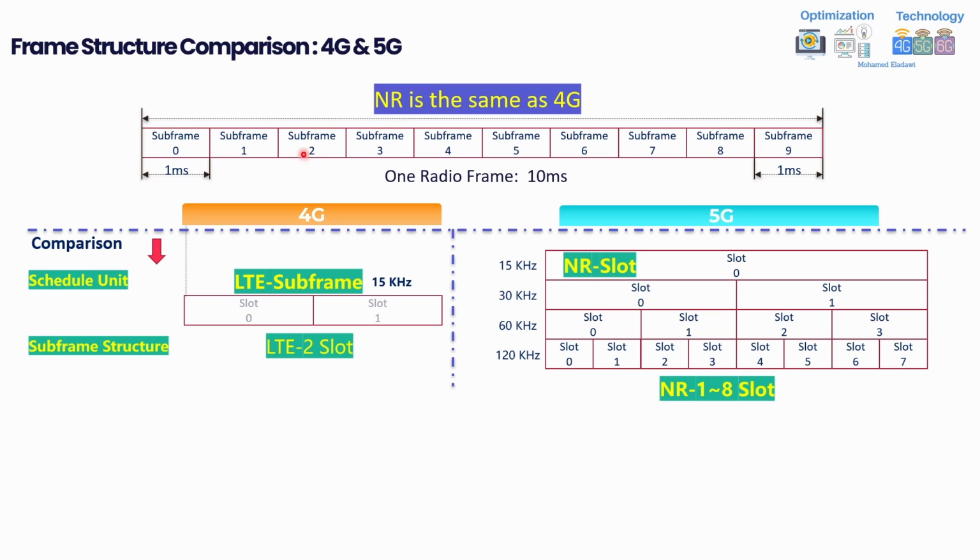This 10 subframe each was 1 millisecond. This has also remained the same in 5G. So now let's go quickly through the 4G, then we can spot the difference between both of them.